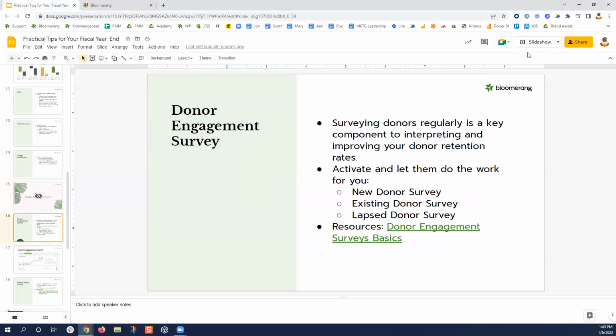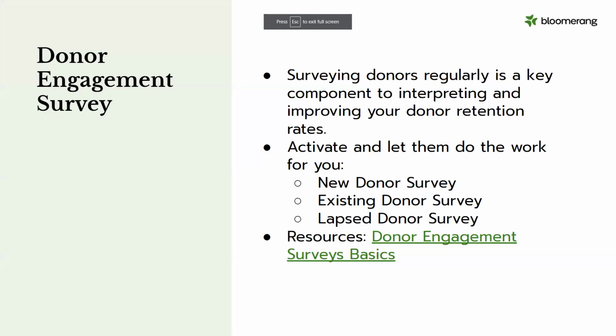Another thing we recommend doing that is often overlooked is really, ask your donors what is on their mind. Surveying donors regularly is a key component to interpreting and improving your donor retention rates. So within Bloomerang, we have 3 types of donor engagement surveys. We have new donor survey, existing donor survey, and lapsed donor survey.